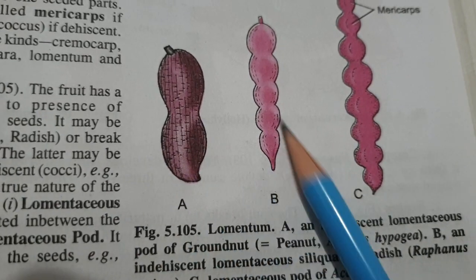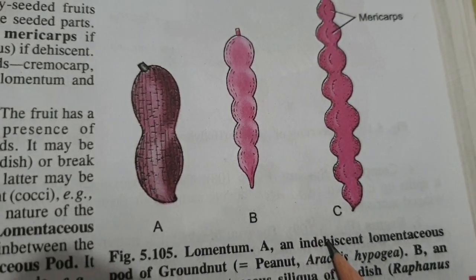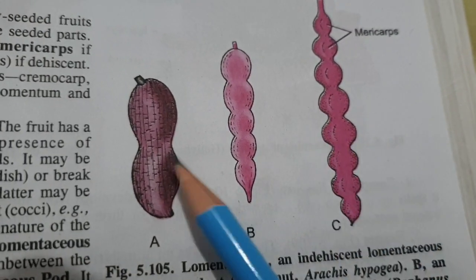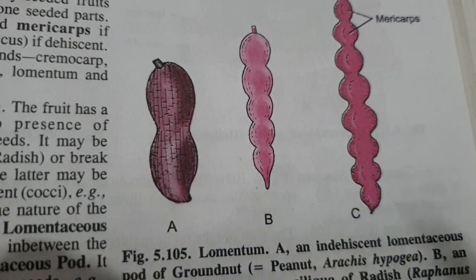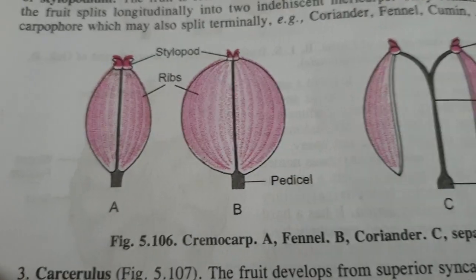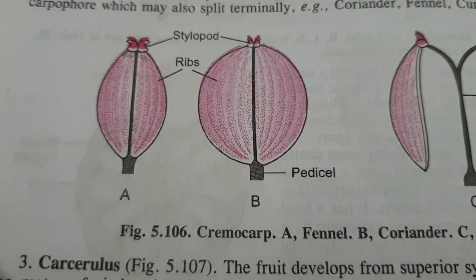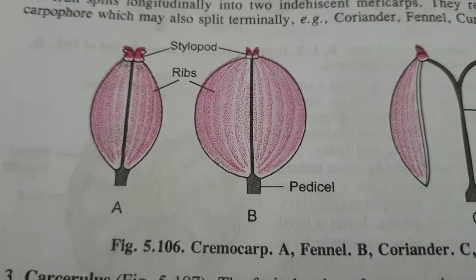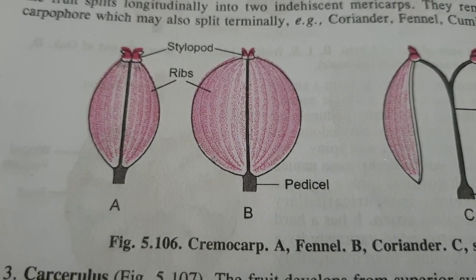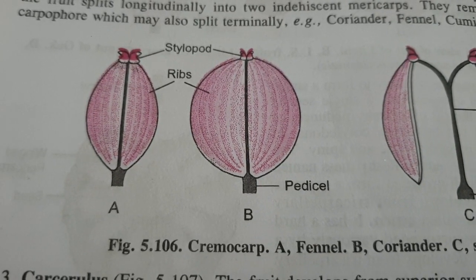Now this is the lomentum. The fruit has a beaded appearance due to the presence of constrictions in between the seeds. Okay, this is observed in case of groundnut. Then next one is the cremocarp. It develops from an inferior bilocular ovary. Mature fruit breaks up into two mericarps and remain attached to a central axis or carpophore. Okay, as observed in case of fennel.